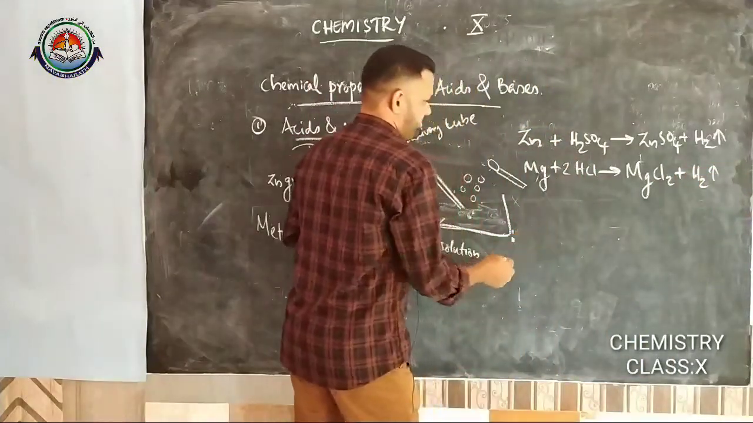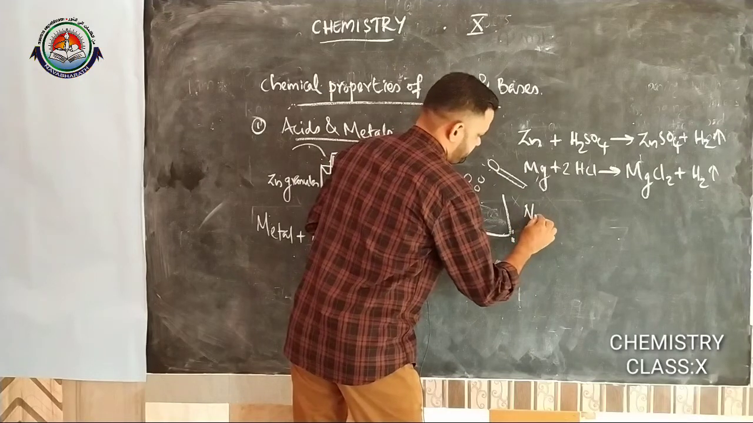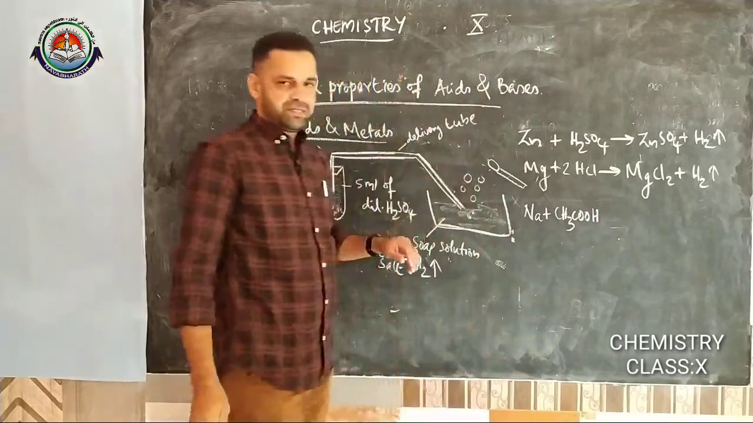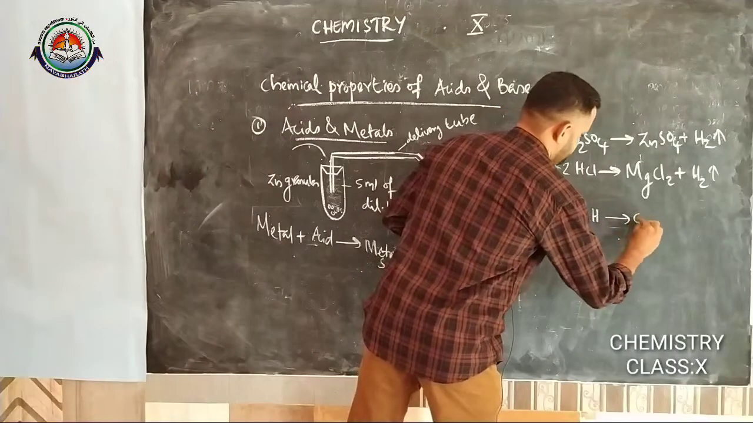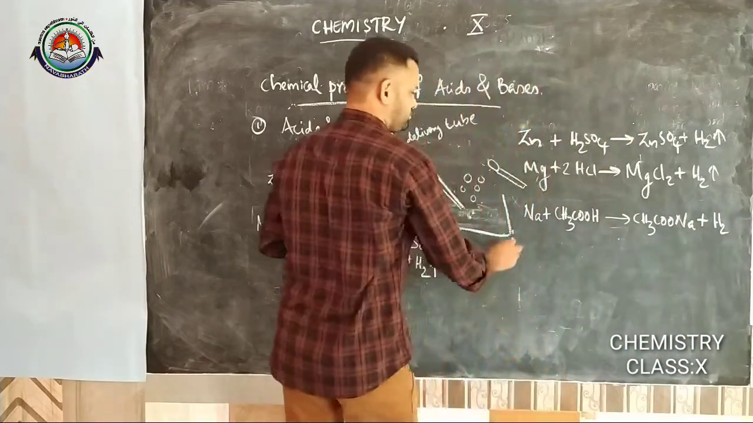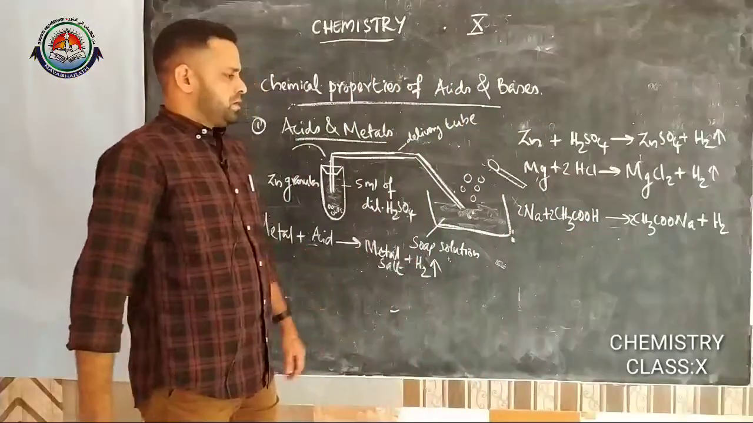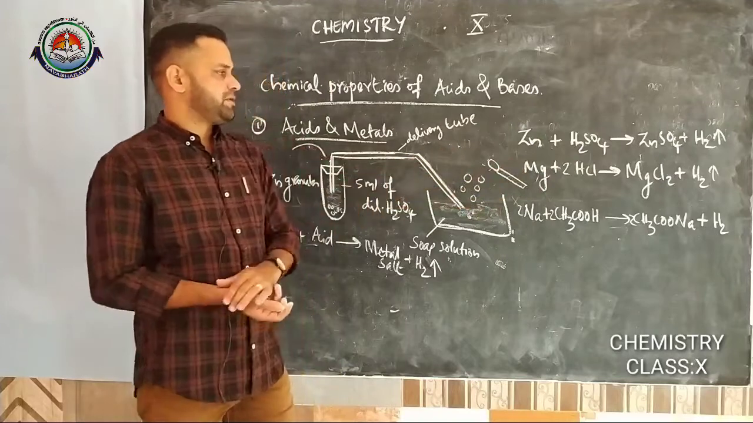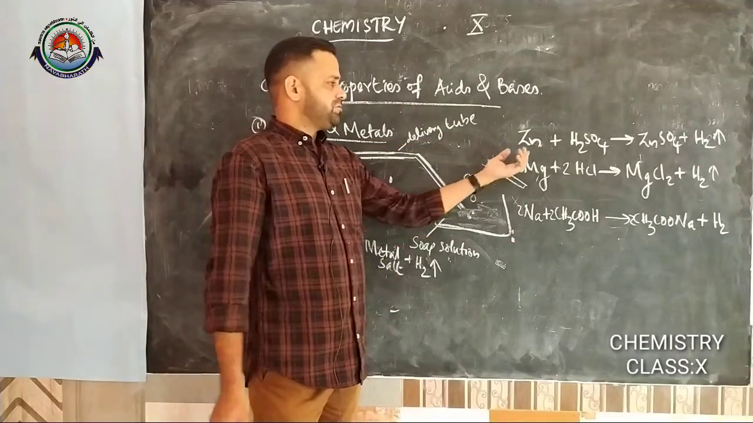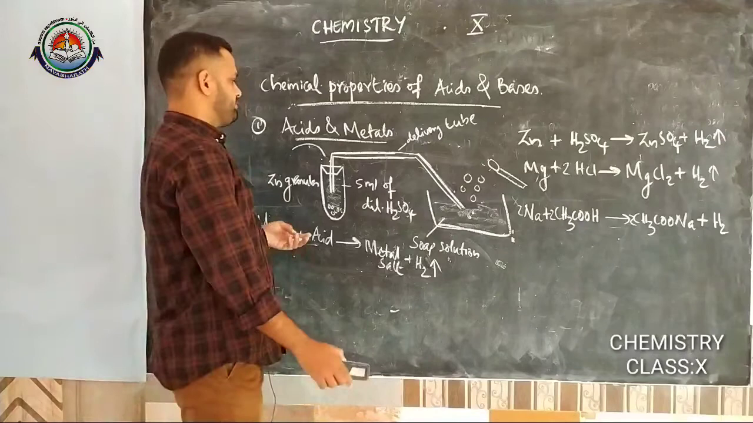Take another example. Here we are taking a weak acid. Sodium reacts with acetic acid. Acetic acid is a weak acid, then it forms CH3COONa plus H2, isn't it? So these are the reactions happening between acids and metals. Okay, these are some of the reactions. Acid reacts with the metals to form metal salt and hydrogen gas. I hope you understood the reaction between acids and metals.